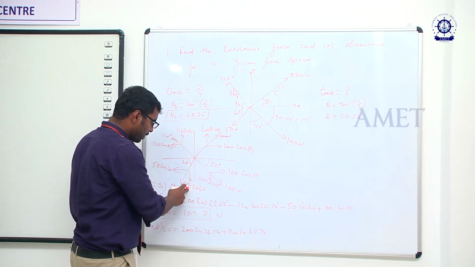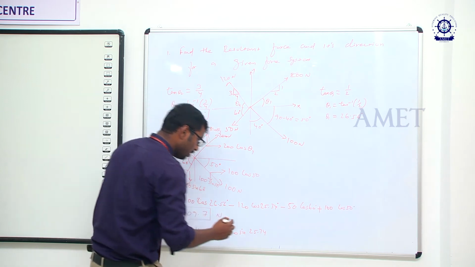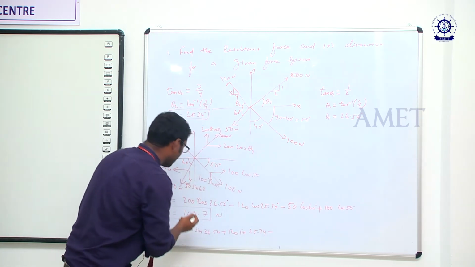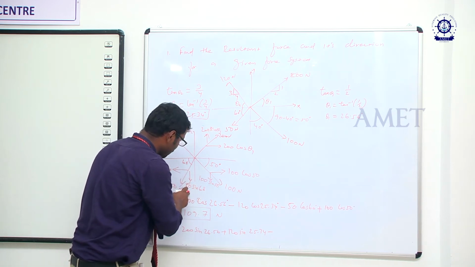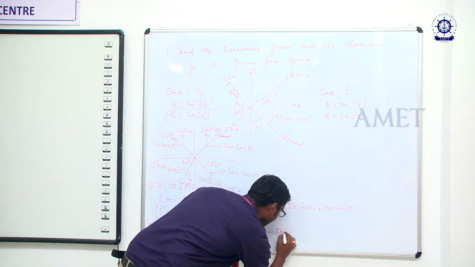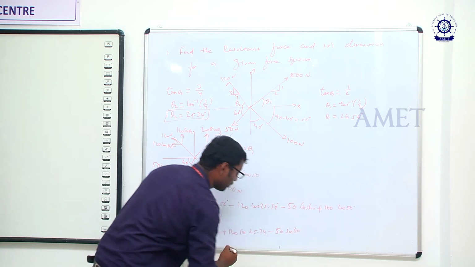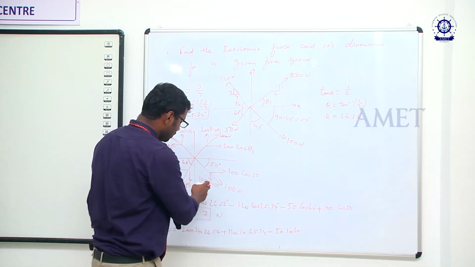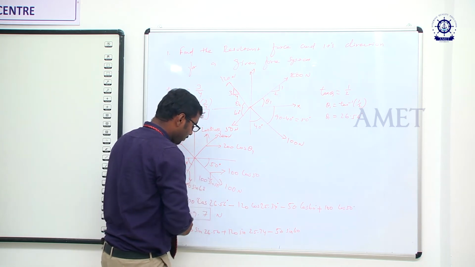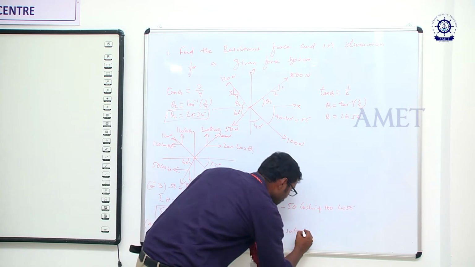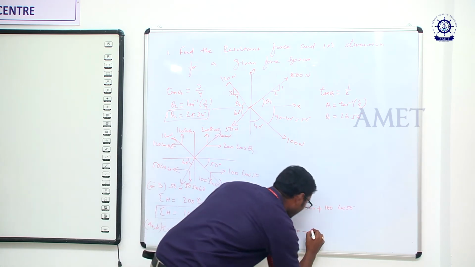Coming to the third one, the third force is acting downwards. So this force is 50 into sin 60 degree. We have to give a minus sign because this force is acting downwards. So 50 sin 60. Next one is 100 sin 50. This force is also acting downwards, so we have to use a minus sign. So 100 sin 50 degree.